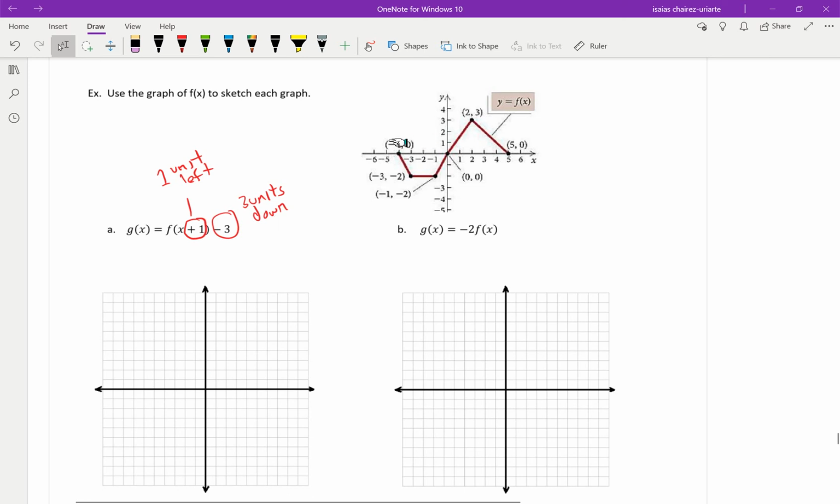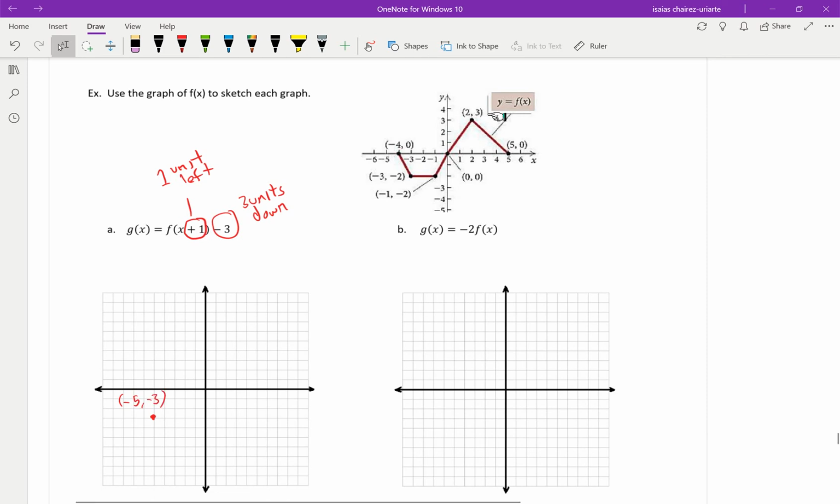So I'm moving this point 1 unit to the left and 3 units down. Well, that should be now at negative 5, negative 3. So let me put it down in here on my graph. So negative 5, negative 3, that's this. Let me label it. Negative 5, negative 3.